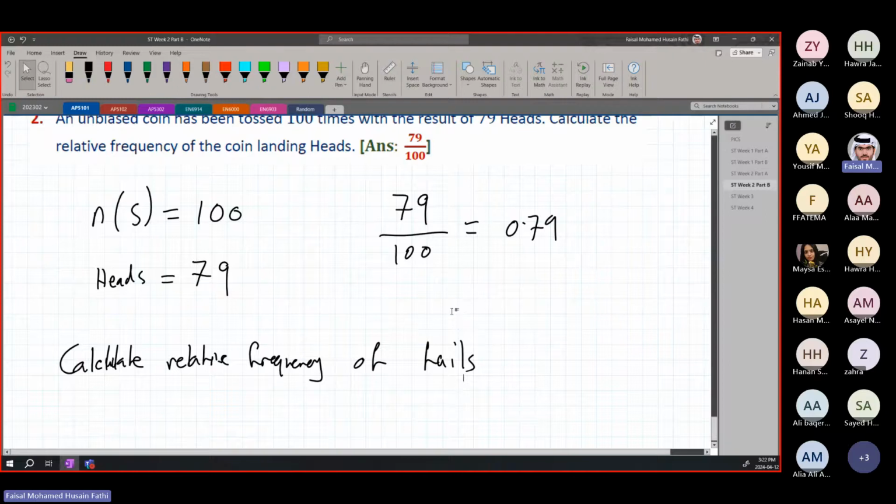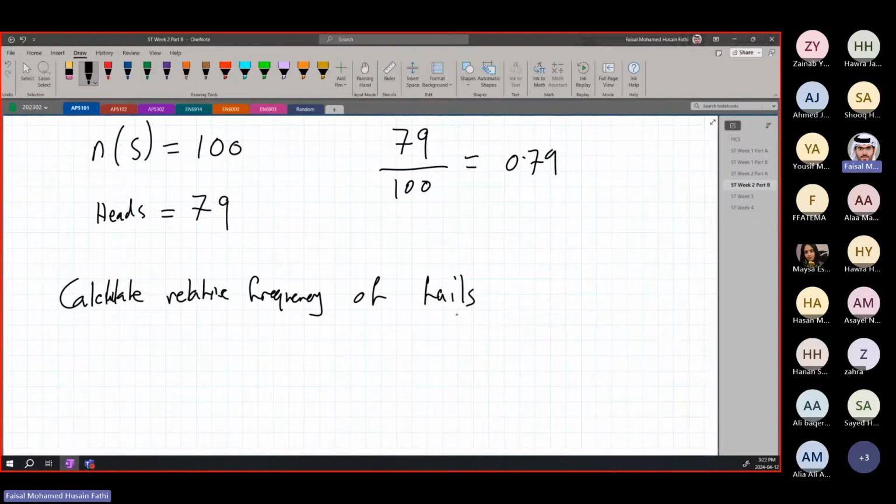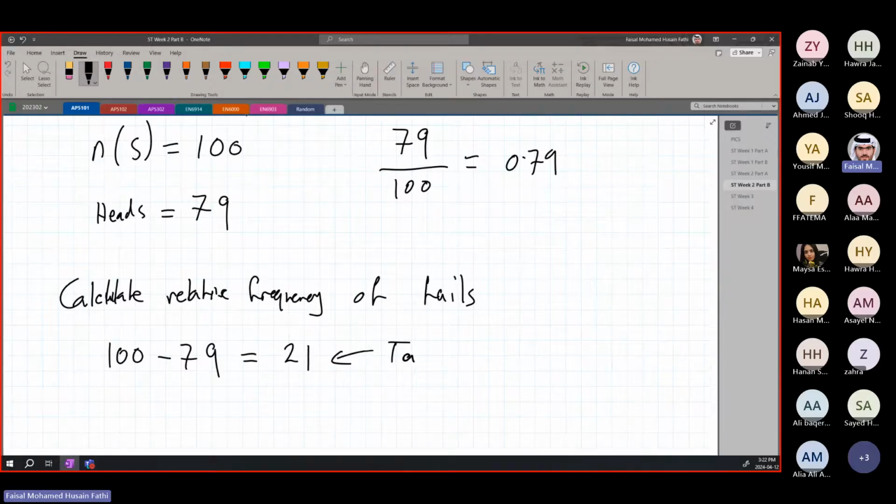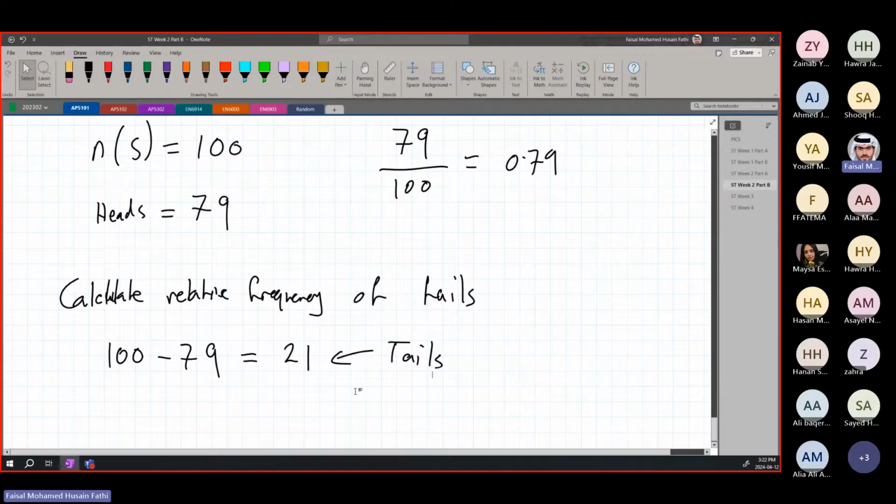There's one of 2 ways you can do this. You can either do 100 minus 79, which is going to be equal to 21, because if this is the number of times it's heads, then this has to be the number of times it's tails. And if it's not heads, then it's tails.